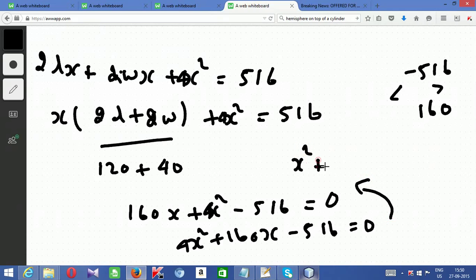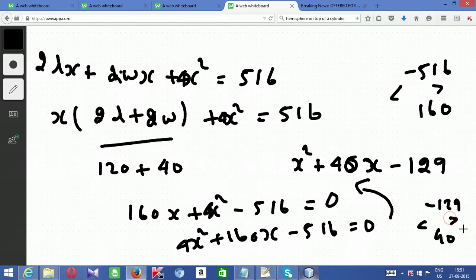x square plus 40x, 4 40s are 160, minus 516 divided by 4 is 129. x square plus 40x minus 129. Yes, it's 129. Okay. So when you substitute minus 129, you need to get 40 here.